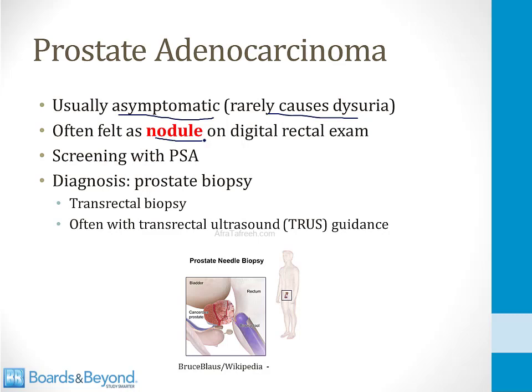We screen for prostate adenocarcinoma with PSA, which I'll talk about in a minute, and the diagnosis is by a prostate biopsy. Usually it is a transrectal biopsy, often done with transrectal ultrasound guidance. And once again, this is a tie-in with anatomy. Since the prostate gland sits right in front of the rectum here, you can insert ultrasound and other tools into the rectum to get at the prostate gland, and that's how a biopsy is performed.